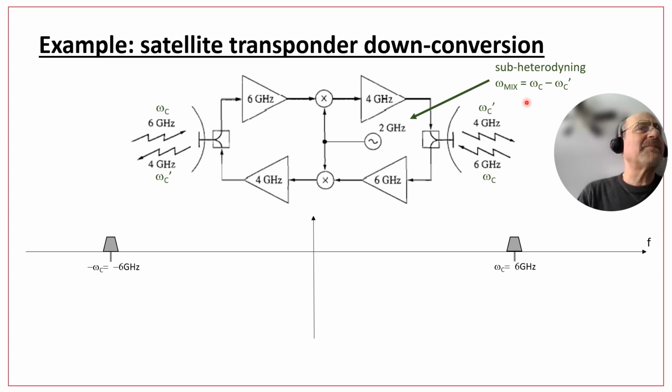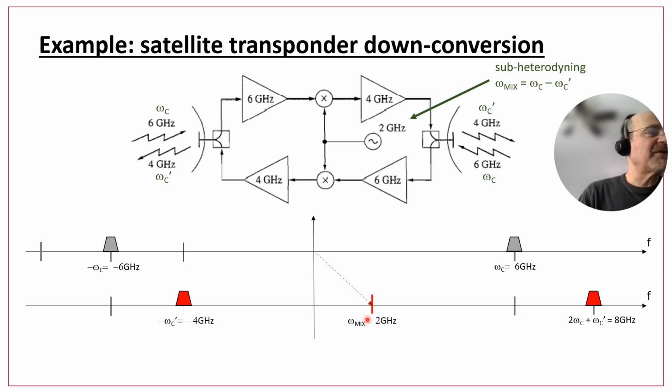So that's why, in those circumstances, we use sub-heterodyning. So in this case, the omega mix we're going to use for down conversion would be omega c minus omega c prime, omega c being the 6 gigahertz signal coming up, and omega c prime being the 4 gigahertz signal coming down. That means that the omega mix will be 2 gigahertz. And you can see here the 2 gigahertz frequency. So what's going to happen now is this spectrum at 6 gigahertz will be translated linearly to 2 gigahertz, giving rise to two components. One of them at 2 plus 6, 8 gigahertz, and the other one at 2 minus 6, that's negative 4 gigahertz.